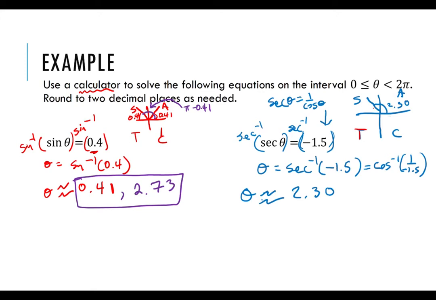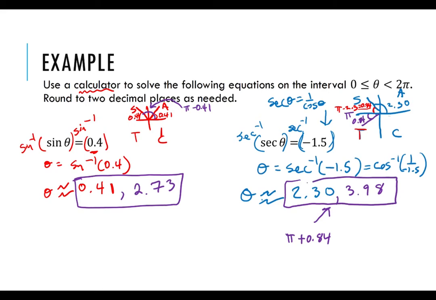So I need to figure out what that angle is going to be. Well, how can I do that? I can find the reference angle. The reference angle here is going to be pi minus 2.3, which gives me 0.84. Then I can use that reference angle of 0.84, so I add 0.84 to pi. So my other solution is going to be pi plus 0.84, which I get to be 3.98. And so those are going to be our two solutions, rounded to two decimal places, for the equation secant of theta is equal to negative 1.5.